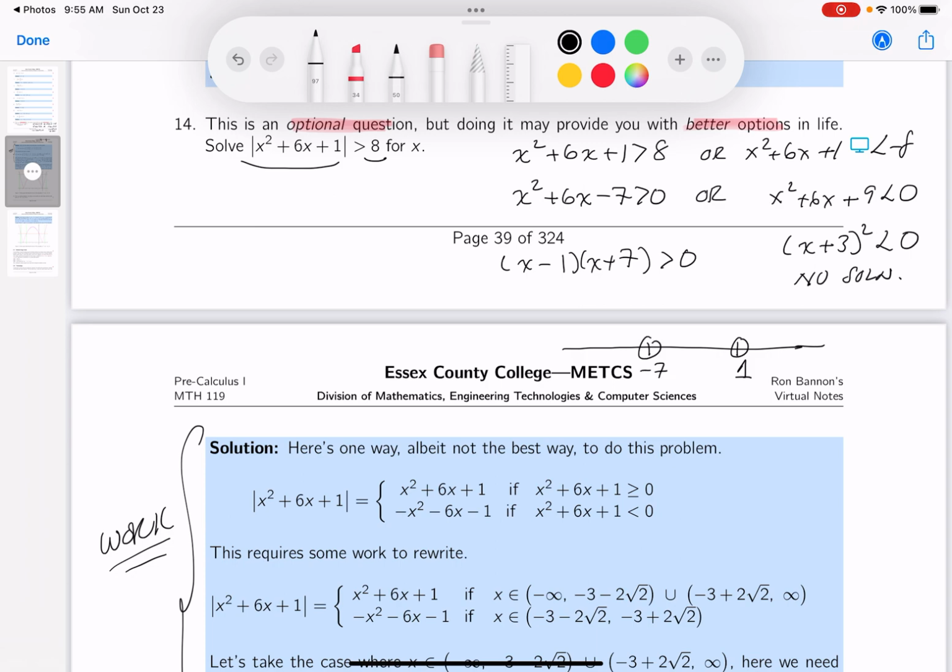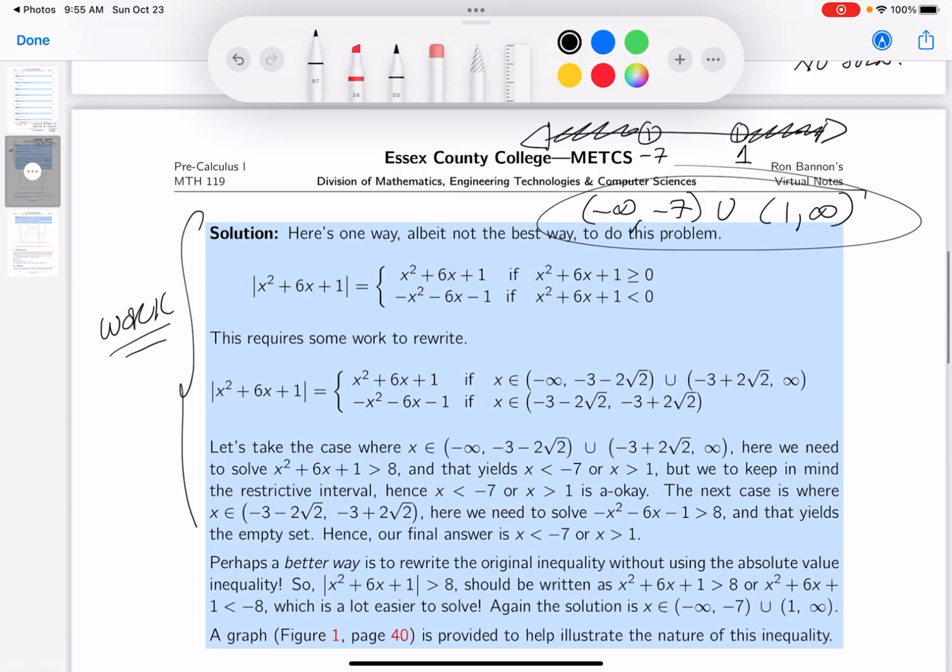So what do we do? Take test values. After 1, take like 5, plug it in. It's going to be positive. Between minus 7 and 1, 0, you plug it in. That would be negative. If you go below minus 7, like minus 8, plug it in. It would be positive. So I got my solution now. My solution is going to be minus infinity up to minus 7, union 1 off to infinity.